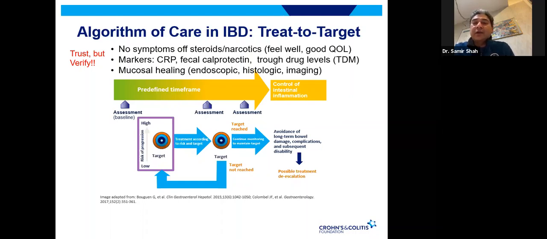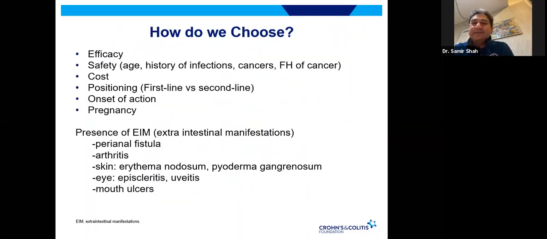And so we want to trust your symptoms. We want to verify with something objective to make sure things are there. And as a father of teenage twins, that's my philosophy in dealing with them too. So I trust, but I need to verify. Next slide. So how do we choose again? Efficacy, safety, and that can incorporate somebody's age. And in older patients, I'm a little bit more worried about infections and cancer. Do they have a family history of cancer, or do they have a personal history of cancer? The cost, obviously, if we choose a medicine that is not affordable, that's not going to happen. And then positioning, which therapy should we choose? Because it does matter.